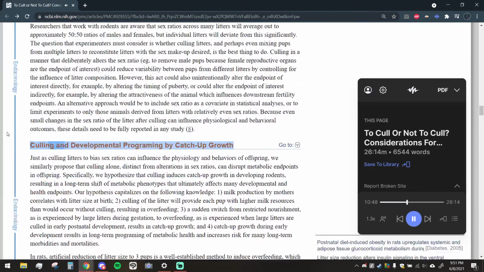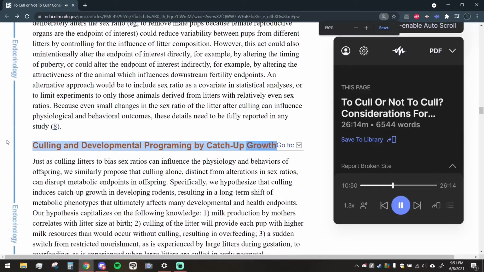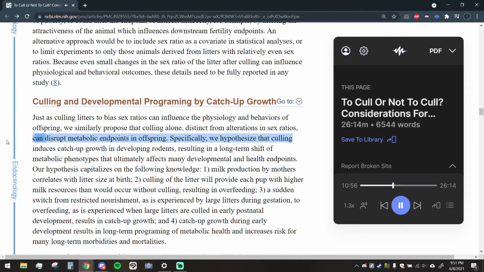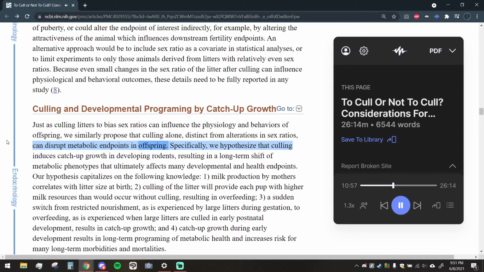8. Culling and developmental programming by catch-up growth. Just as culling litters to bias sex ratios can influence the physiology and behaviors of offspring, we similarly propose that culling alone, distinct from alterations in sex ratios, can disrupt metabolic endpoints in offspring. Specifically, we hypothesize that culling induces catch-up growth in developing rodents, resulting in a long-term shift of metabolic phenotypes that ultimately affects many developmental and health endpoints.